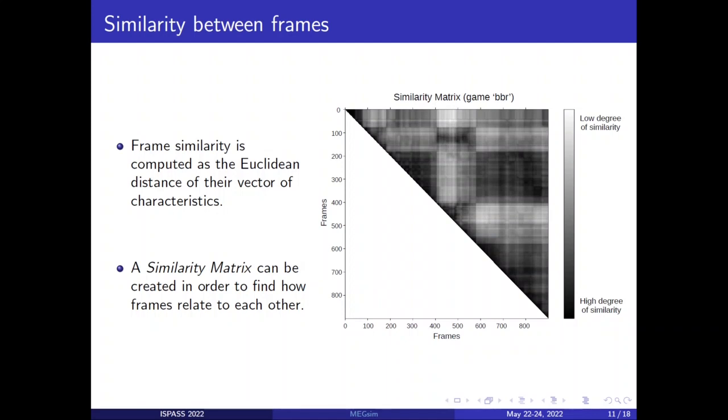In this example, you can see the similarity matrix for 900 frames of the benchmark PBR. The darker a point is, the more similar the two corresponding frames are. There are different patterns in this benchmark. For example, starting from point 200 and 200 and tracing a horizontal line, we can see a dark region until we reach the point 400 and 200. This means that all the frames between 200 and 400 are very similar.